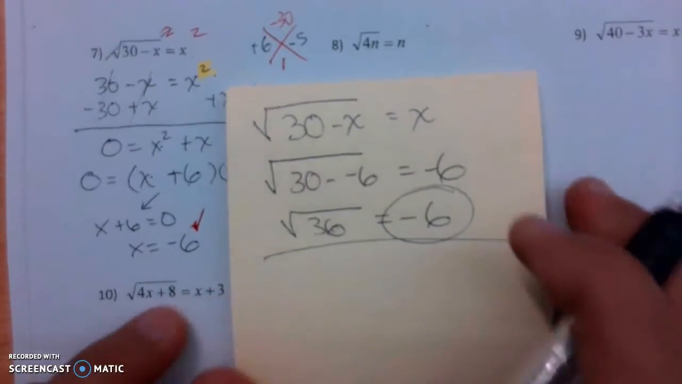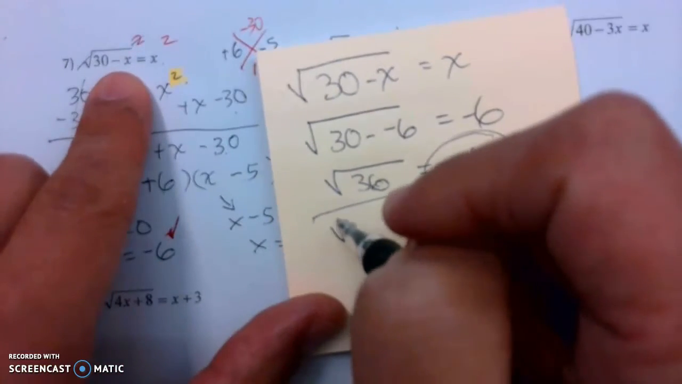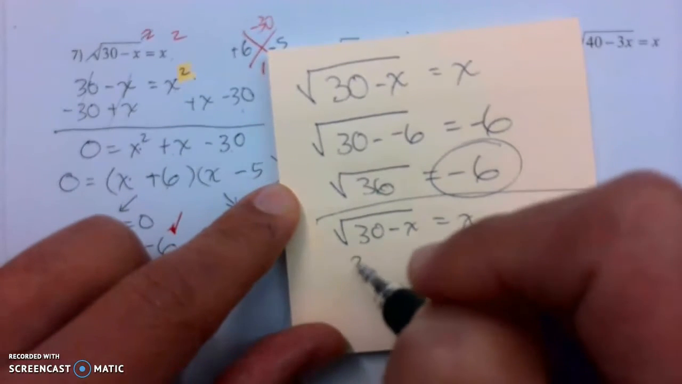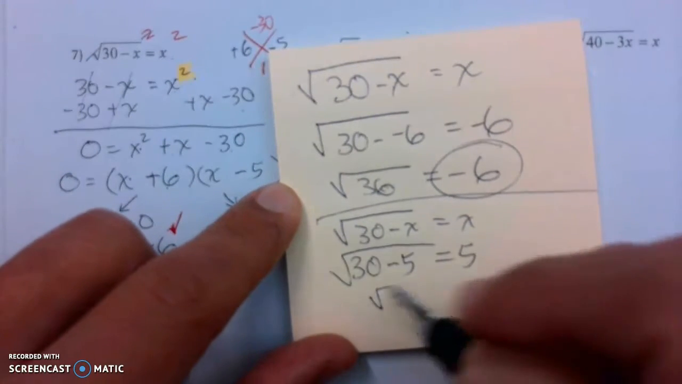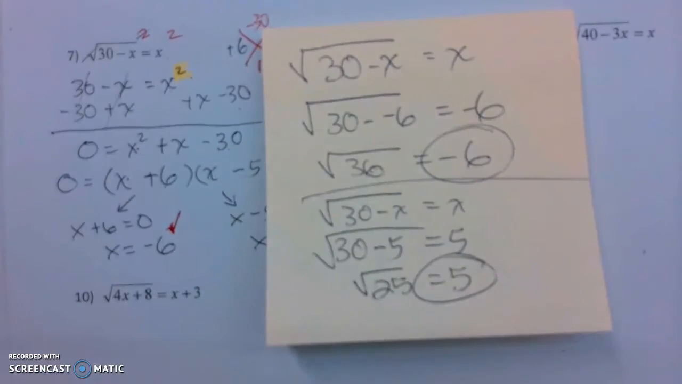By the way, we did mention there was another answer. The other answer is 5. And we can put the 5 here. 30 minus x is equal to x. Put a 5 there where the x is. 30 minus 5 is 25, and of course, this is the other answer. Okay?